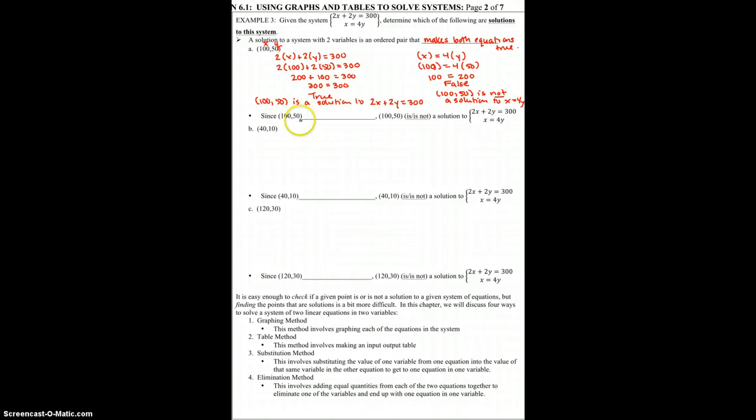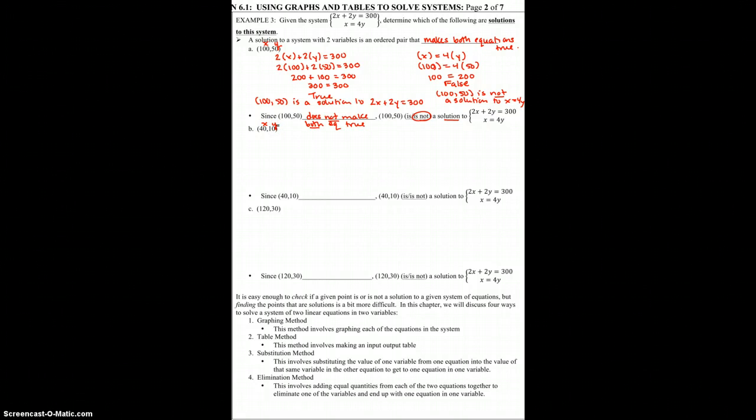Okay, so since this did not make both equations true, it can't be a solution to the entire system. So since 100, 50 does not make both equations true, this ordered pair 100, 50 is not a solution to the entire system. Okay, so what about the point 40, 10?